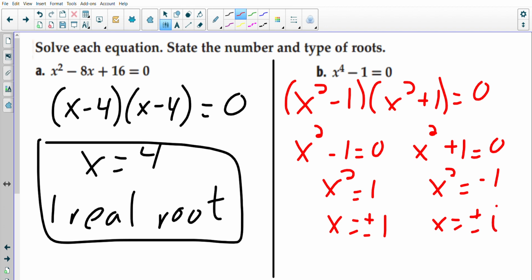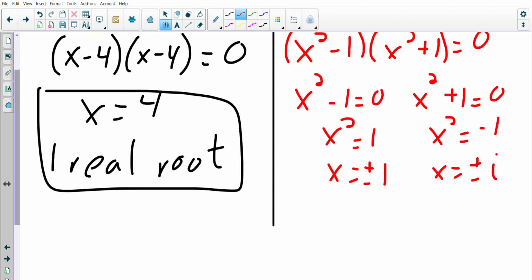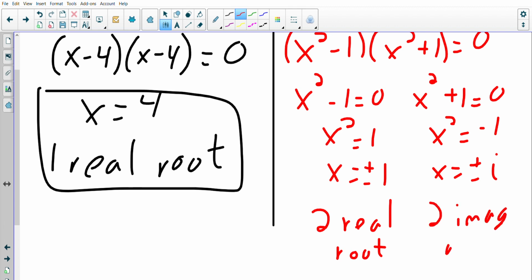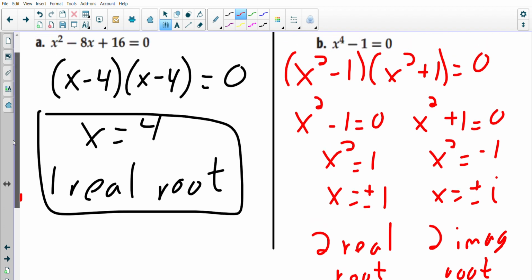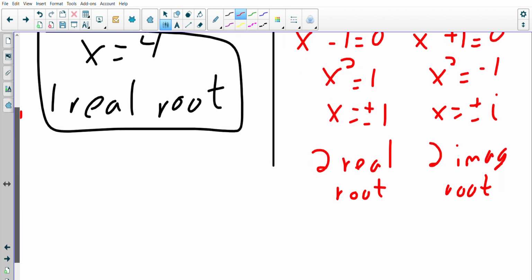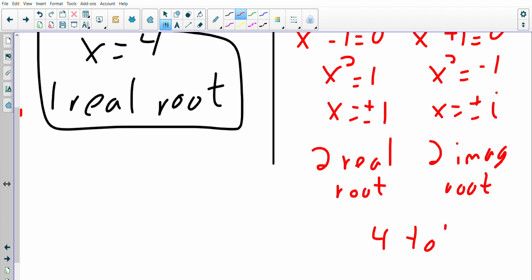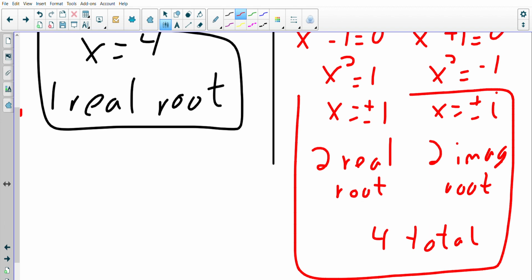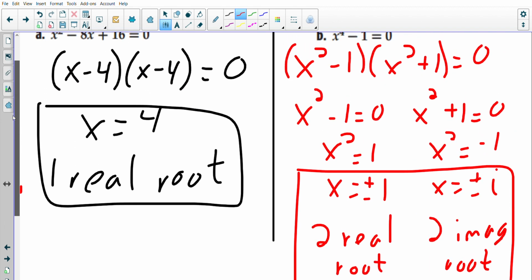So in this case, we actually have two real roots and two imaginary roots. Okay, so it actually has 4 roots total. So that's what we're looking at. We've done this in the past. Now we're just putting it all together in theorems.